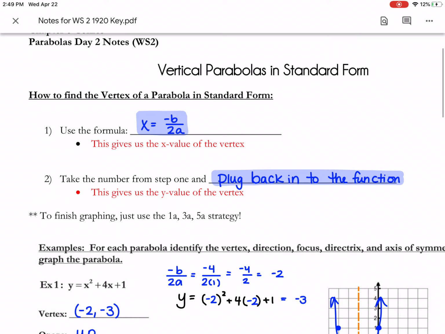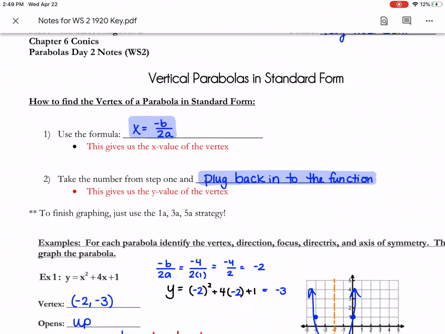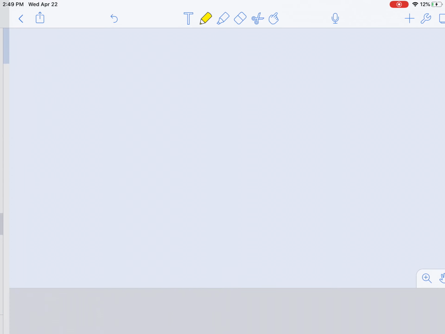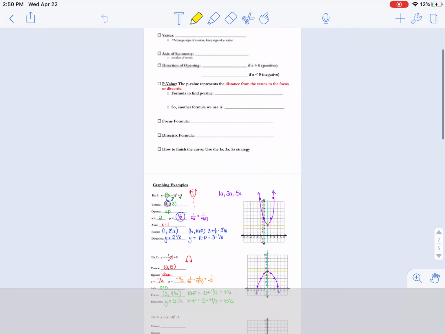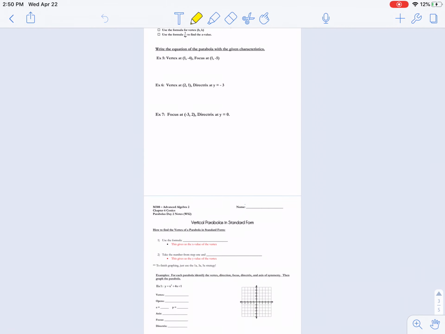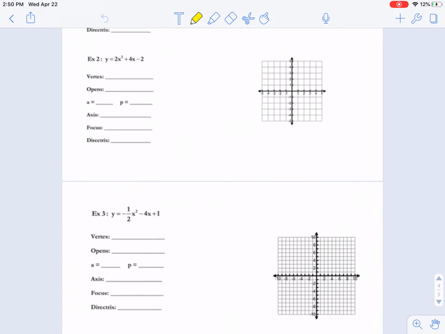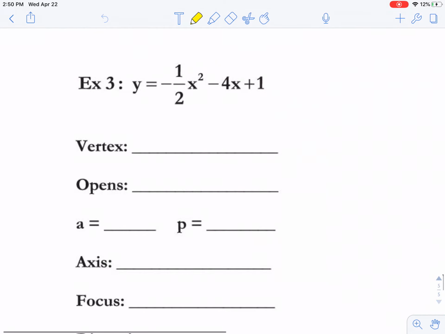So I'm going to do a quick example of that. But again, on the notes that I created for this chapter, the formulas and all the information is there. So let's go ahead and do a quick example. Okay, so why don't we do maybe example 3, why not?